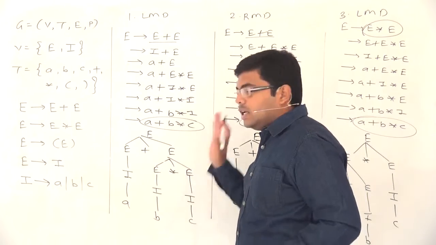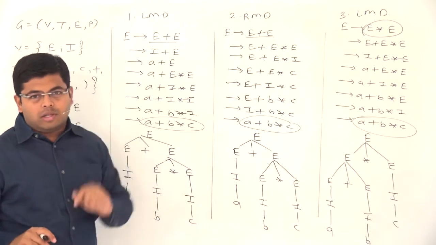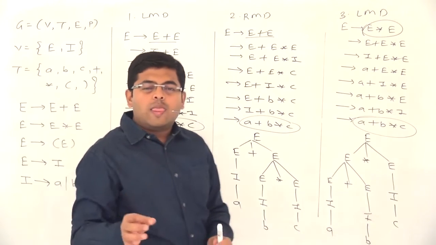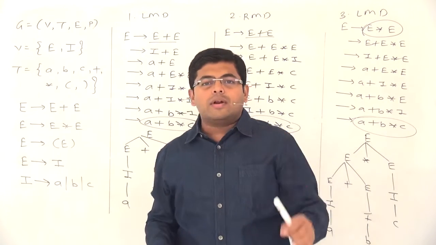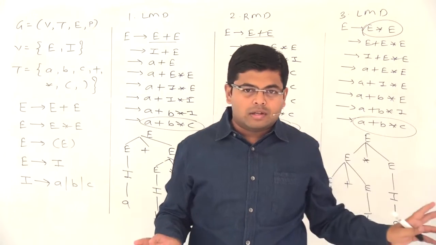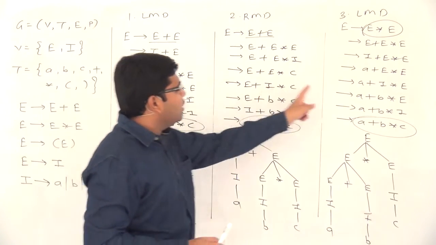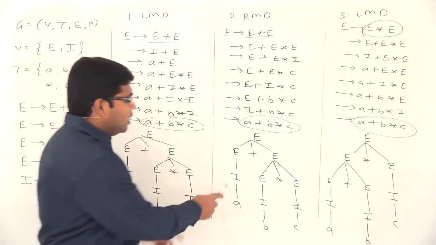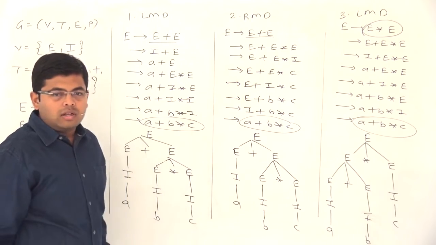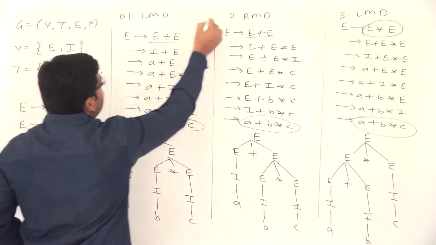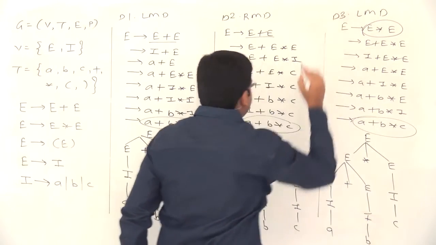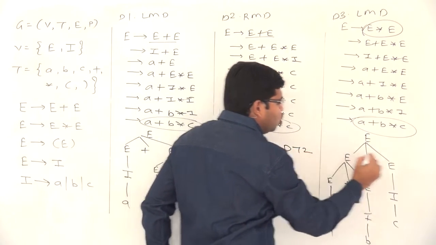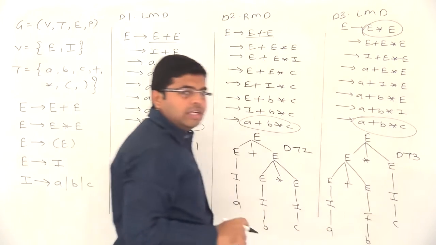So what is the important point? That for a given string multiple derivations may be possible. That is the first conclusion that we can draw from this example. The conclusion is very straightforward: for a given string different derivations may be possible. So derivation 1, derivation 2, derivation 3. And the second conclusion is that for a given string different derivation trees may be possible. So let us call these derivations derivation 1, derivation 2, derivation 3, and let us call these trees derivation tree 1, derivation tree 2 and derivation tree 3.